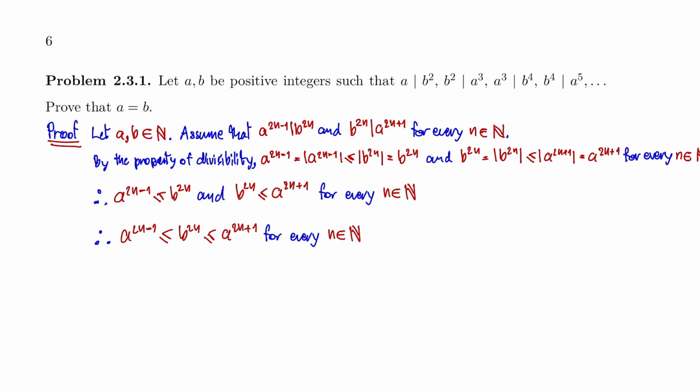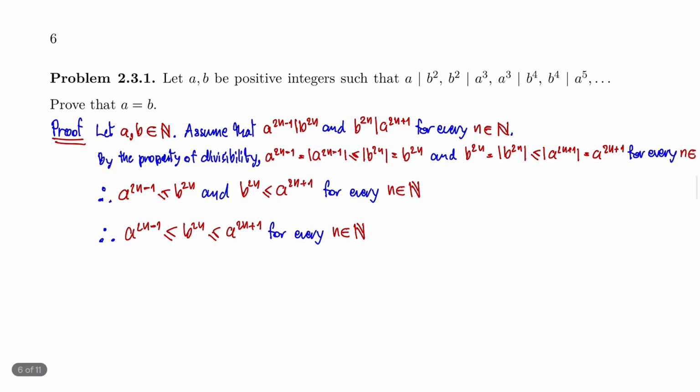So what can we do? I think we have to try to erase n. Okay, try to erase the exponent, but we cannot erase it directly. I think we have to use log.